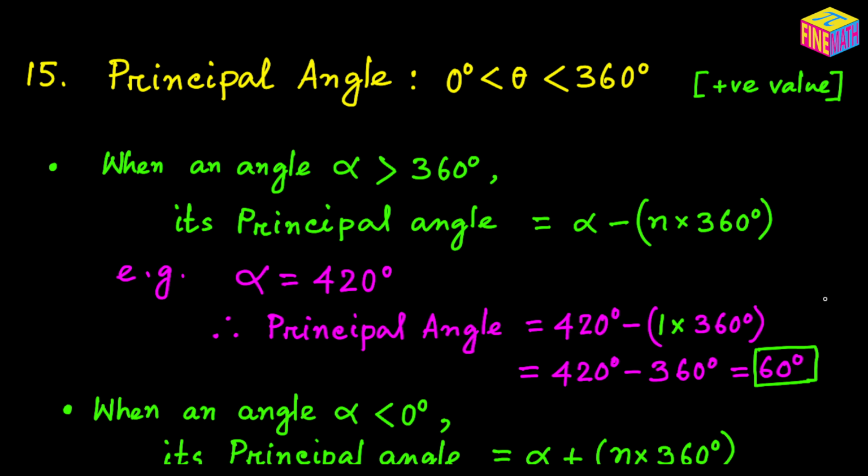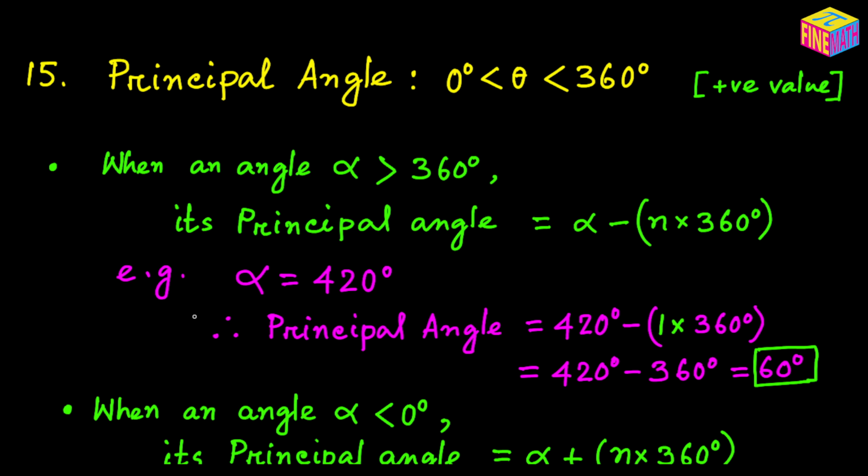Next, we are going to discuss the principal angle. A principal angle is always a positive angle which is between 0 degrees and 360 degrees. For example, suppose you are given a really large angle, say 420 degrees. Somebody says, hey, I have an angle of 420 degrees. What is the principal angle for this angle? Well, the principal angle will be 420 degrees minus some integral multiple of 360 degrees, so that ultimately we can bring it down to a range between 0 and 360.